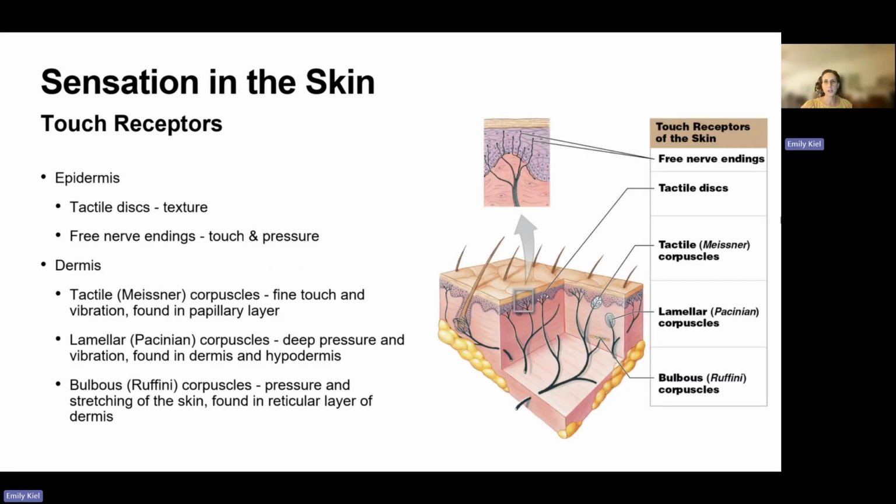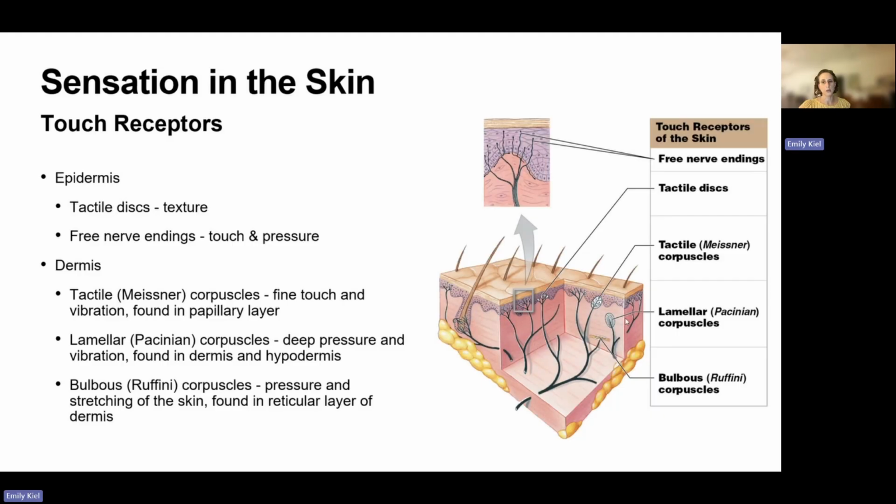So you've got a couple of touch receptors in the skin for sensation. So in your epidermis, you have your tactile discs, which help with texture, and your free nerve endings that are going to help with touch and pressure. And then in the dermis, you've got your tactile or Meissner's corpuscles. So here we've got our Meissner's corpuscles. They are for fine touch and vibration. They're in the papillary layer.